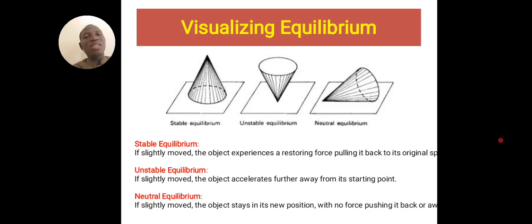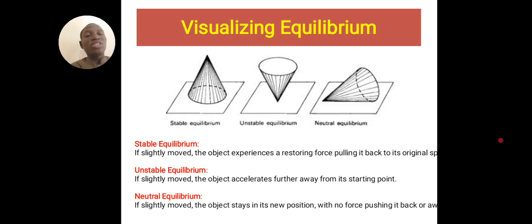Then we have neutral. In neutral equilibrium, if you slightly move, the object stays in the new position with no force pushing it backwards or away. So look at that image.